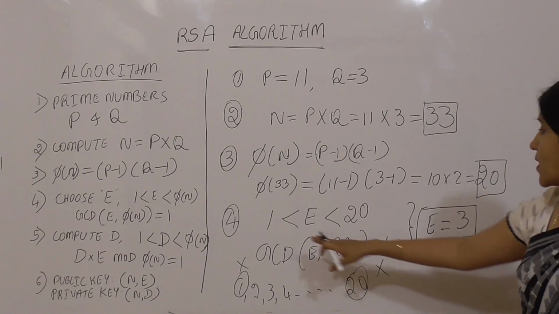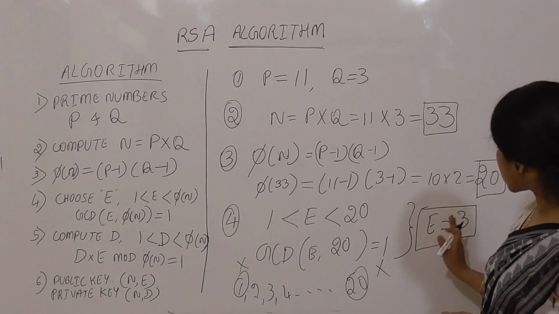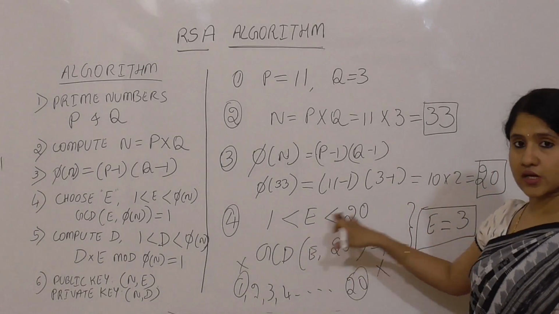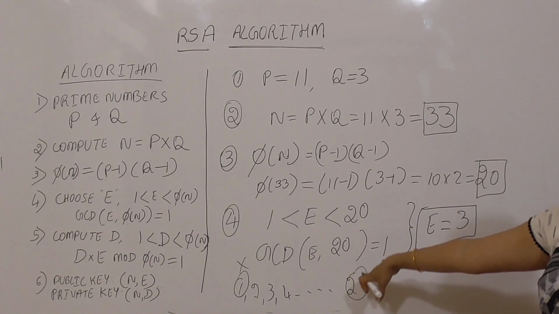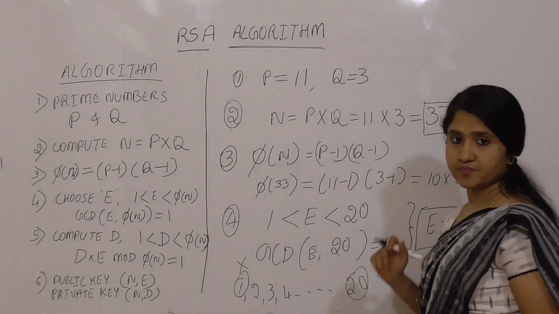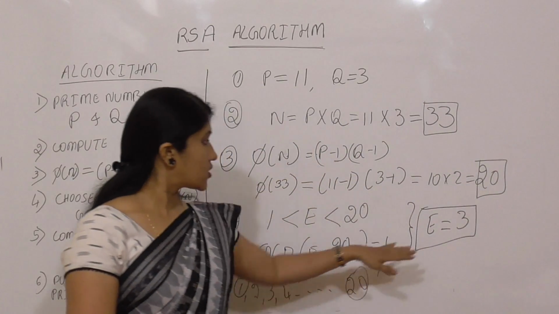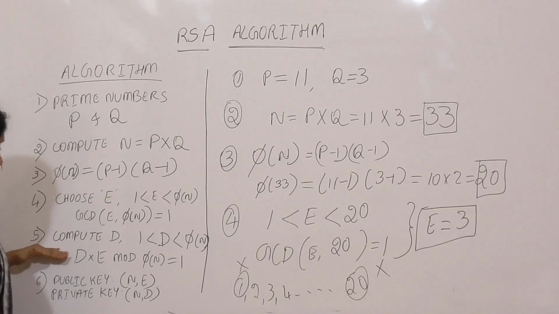Okay. So 1 is less than 3, correct. E, 3, is greater than 1 and less than 20, correct. GCD of 3 and 20 is 1. So I am satisfying these two conditions and I have chosen E as 3. Clear? Let's move on to step number 5.